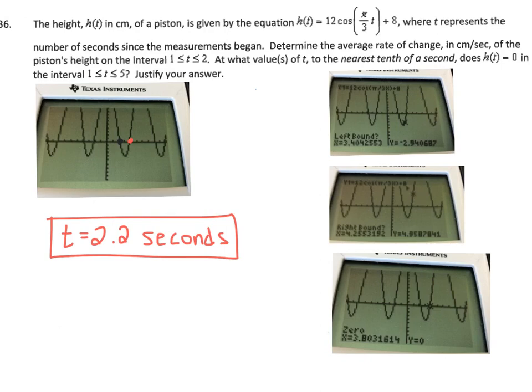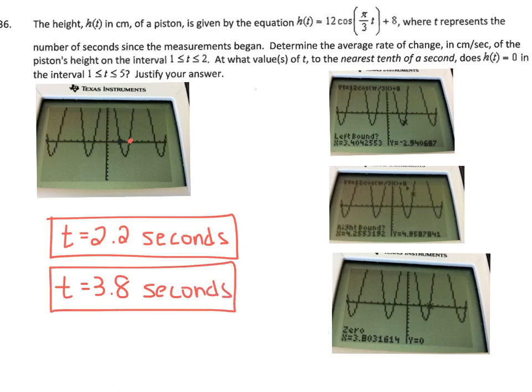Hit enter again, and we'll see this one occurs when x equals 3.8. So we're not using x's here, right? We're using t. So at 3.8 seconds, that's another time within the interval between and including 1 through 5 that the piston's height is 0.